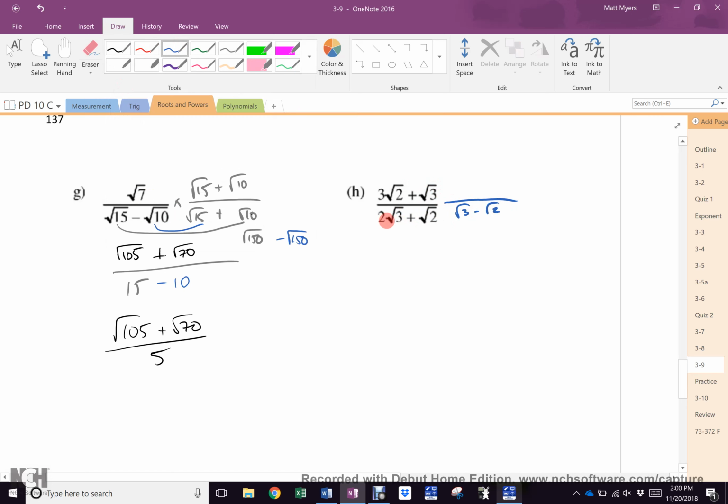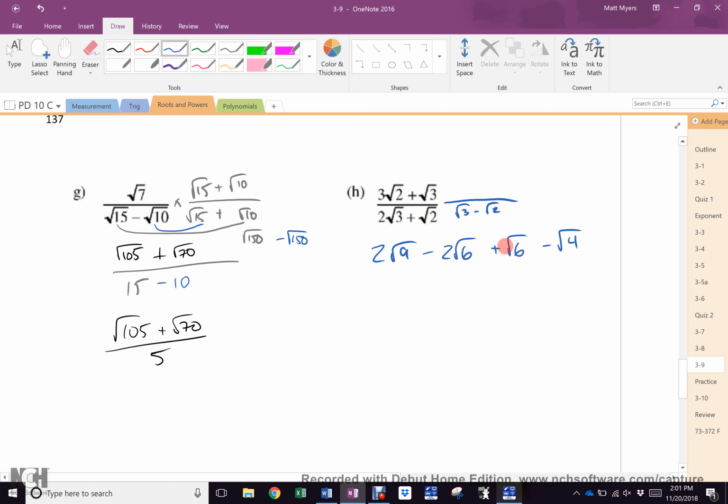So let's do that. 2 root 3 times root 3 is 2 times root 9. I'm going to write it all out because this is thought bubble stuff, yeah? And then, I don't mean to go too slow. 2 root 3 times negative root 2 is negative 2 root 6. Is everyone okay? Root 2 times root 3 is positive what? Root 6. And root 2 times root 2 is negative root 4. Yes? Did the middle terms drop out?